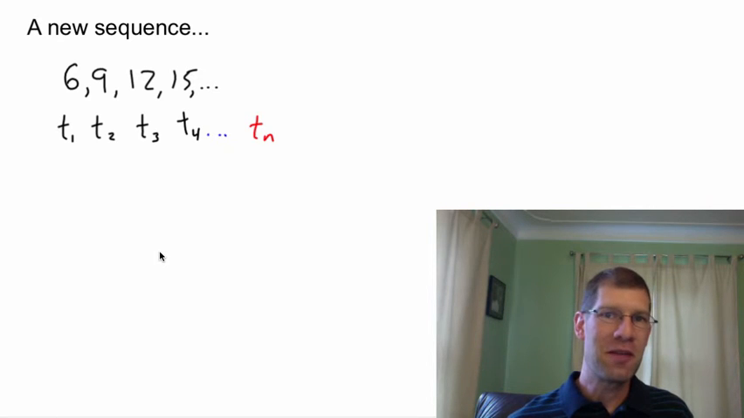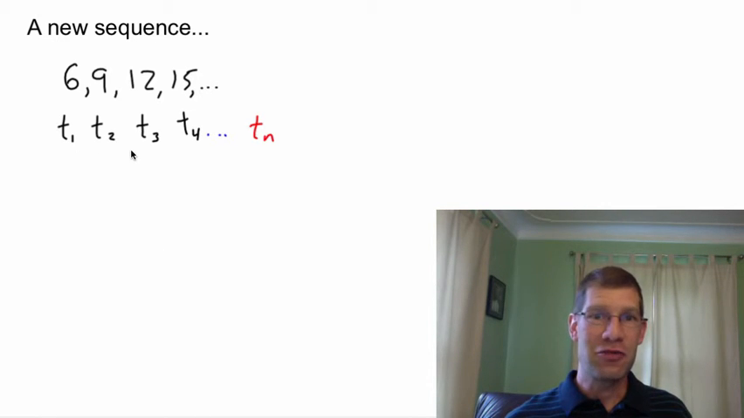And n, if you think back earlier in this chapter, is going to stand for the set of natural numbers, which are our counting numbers, our 1, 2, 3, 4, 5, 6, and so on, because each of these subscripts is going to be a natural number. So I'll talk about T sub n, and this T sub n is technically going to be the nth term.